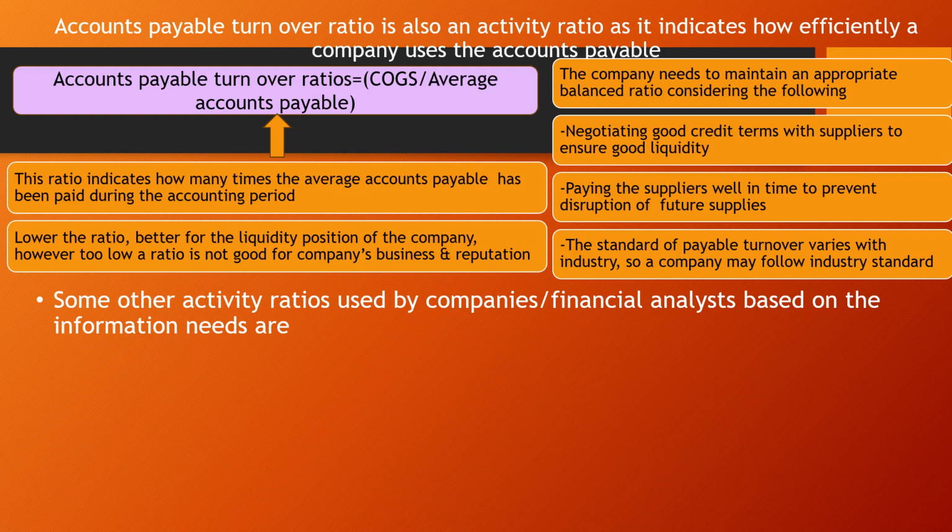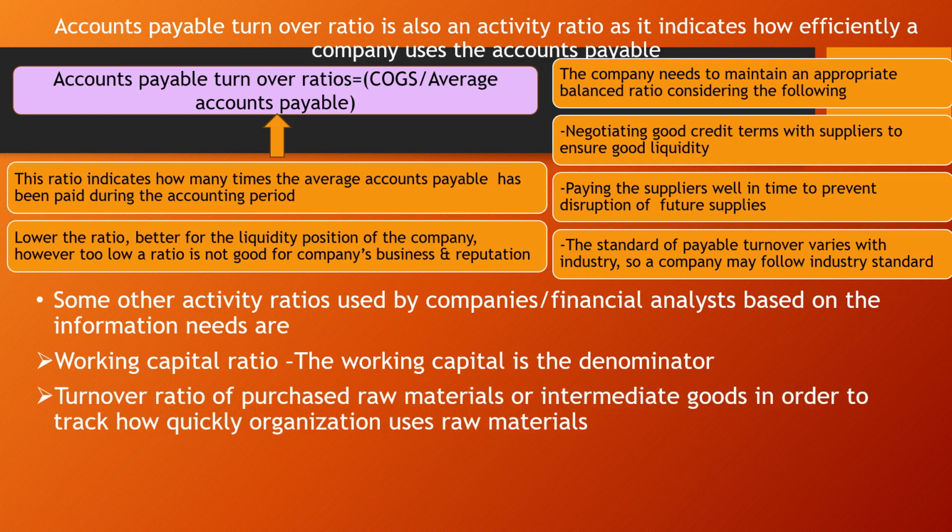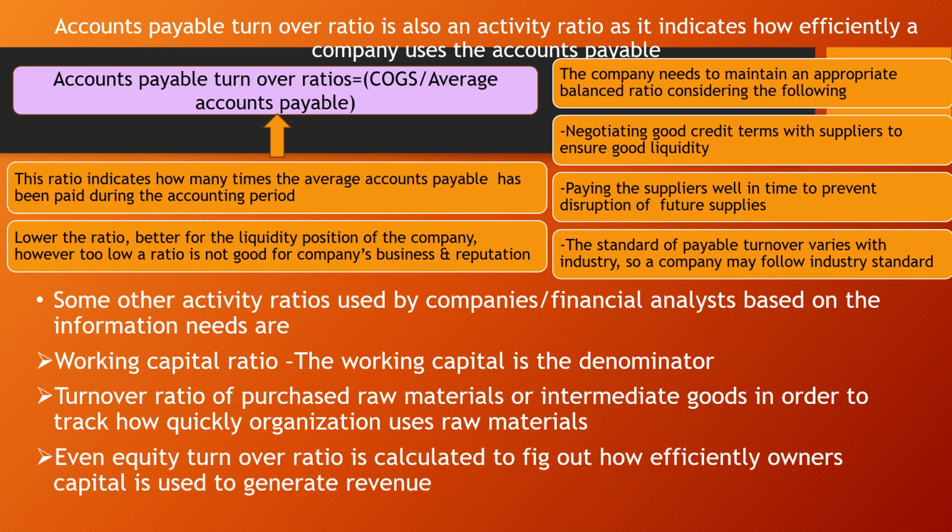Some other activity ratios used by companies and financial analysts based on the information needs are working capital ratio. The working capital is the denominator. Turnover ratio of purchased raw materials or intermediate goods in order to track how quickly the organization uses the raw materials. Even equity turnover ratio is calculated to figure out how efficiently the owner's capital is used to generate revenue.